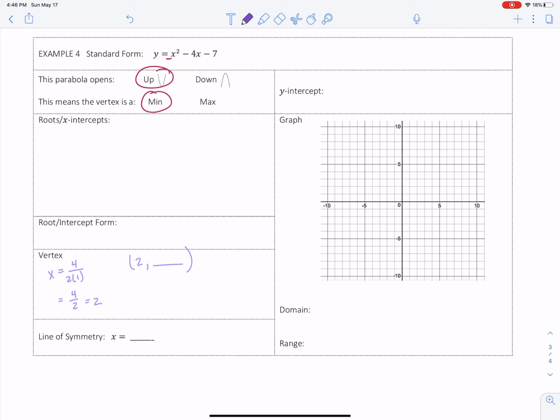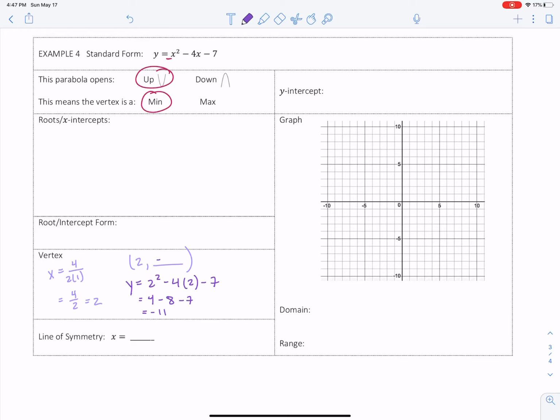Let's go ahead and plug it in. So y is equal to 2 squared minus 4 times 2 minus 7. So we have y is equal to 4 minus 8 minus 7. So when we do all of those, we get y is equal to -11.